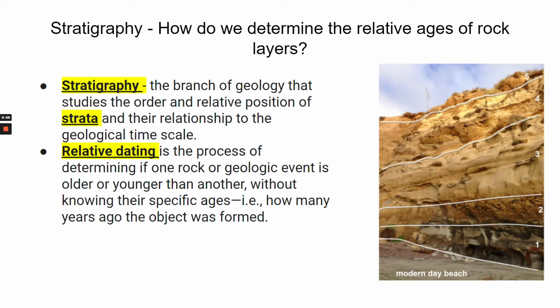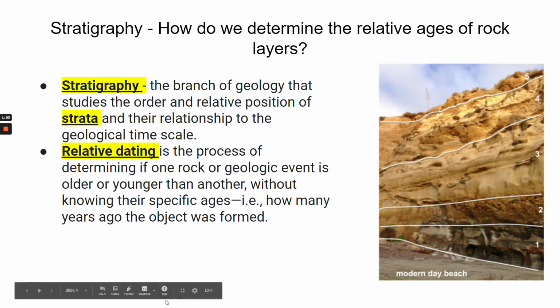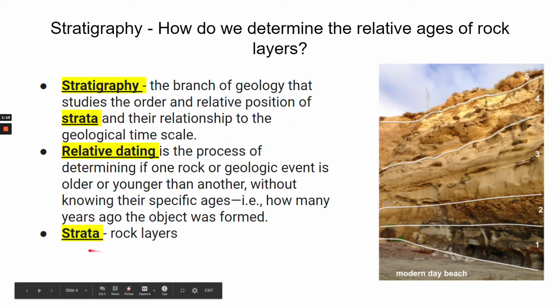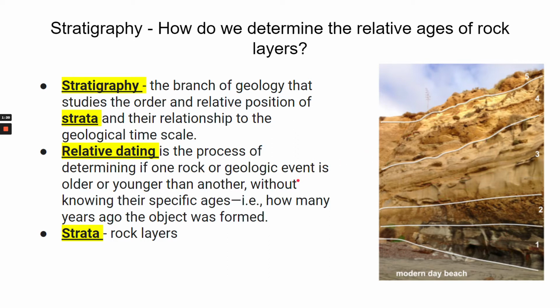So what this is doing is just saying that this layer here, let's say layer 5, is younger than, let's say, layer 4. That's all we're going to be doing today, is just looking at what is older and what is younger. And just to point out, the word strata means rock layers. So each of these labeled layers here, these would be an example of strata.